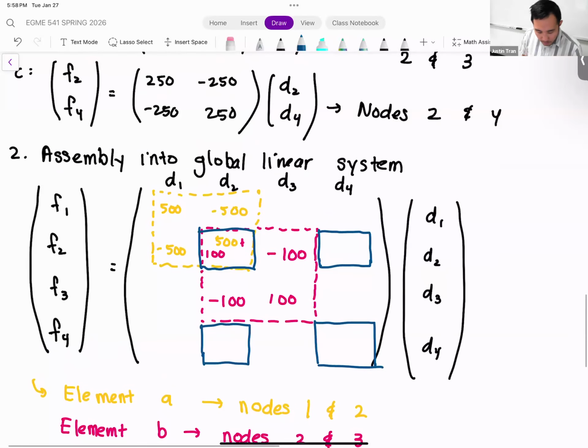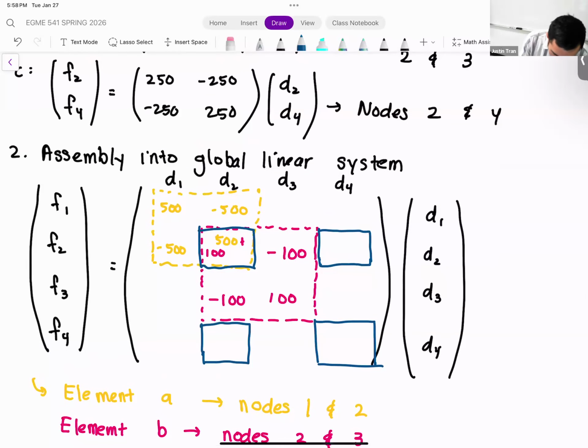So on the top left part right there, we're going to insert a positive 250. So we're going to add 250 to those two there, okay? On the top right corner, bottom left corner, we're going to insert a minus 250. And on the bottom right, we're going to have a positive 250 on that one. Okay.